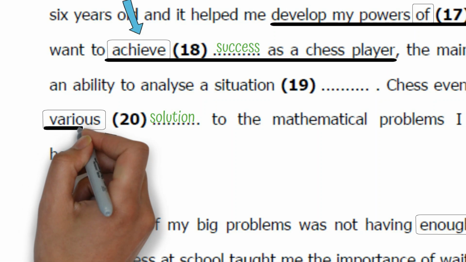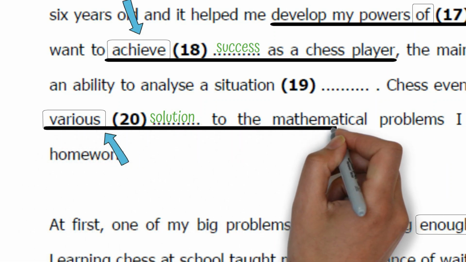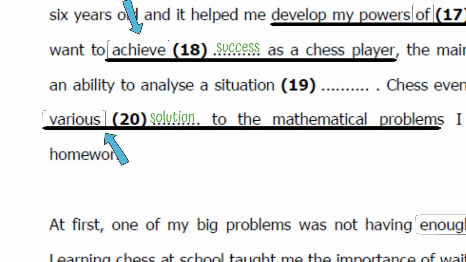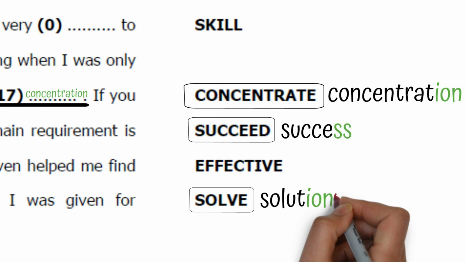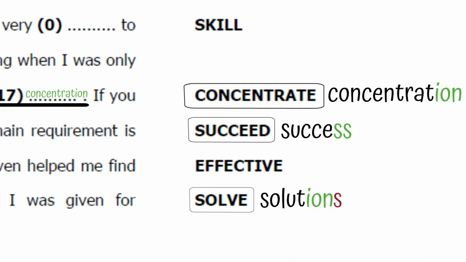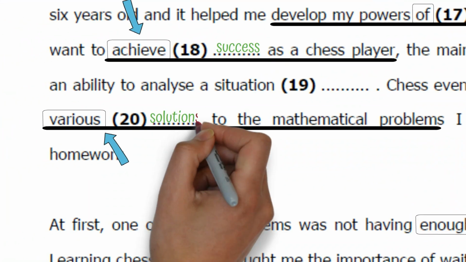You cannot find various solution to mathematical problems because various is used with plural nouns. Many students lose easy marks here because they forget to check. Remember, for maximum marks, check for plural forms. The correct answer is solutions.